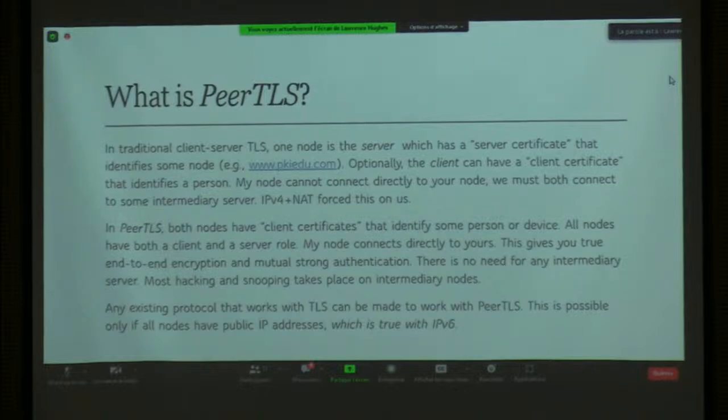Most hacking and snooping takes place on intermediary nodes. So if we eliminate the intermediary nodes, that problem goes away. Any existing protocol that works with TLS can be made to work with peer TLS. This is possible only if all nodes have public IP addresses, which is now true with IPv6 for the first time in a very long time.